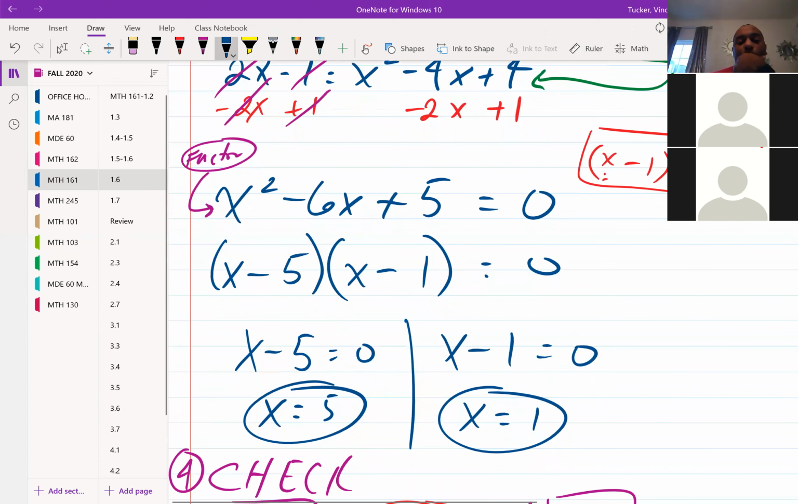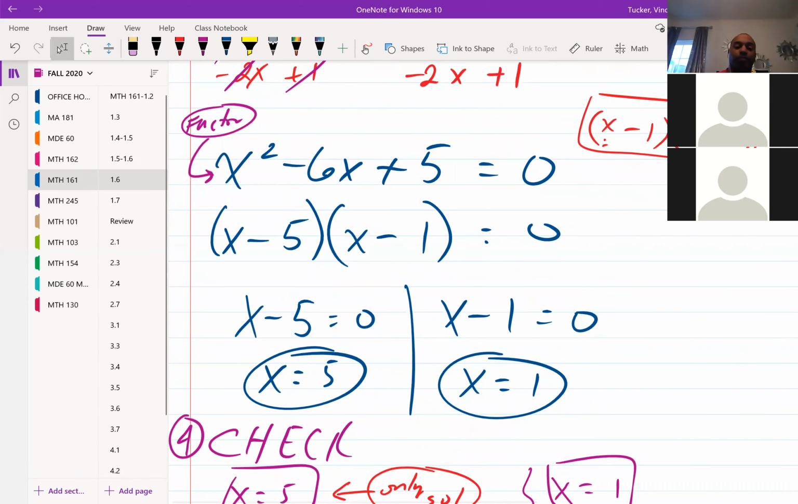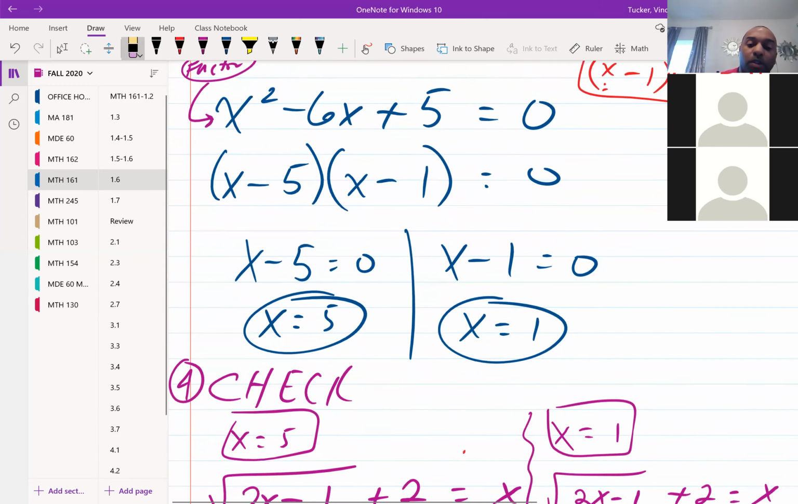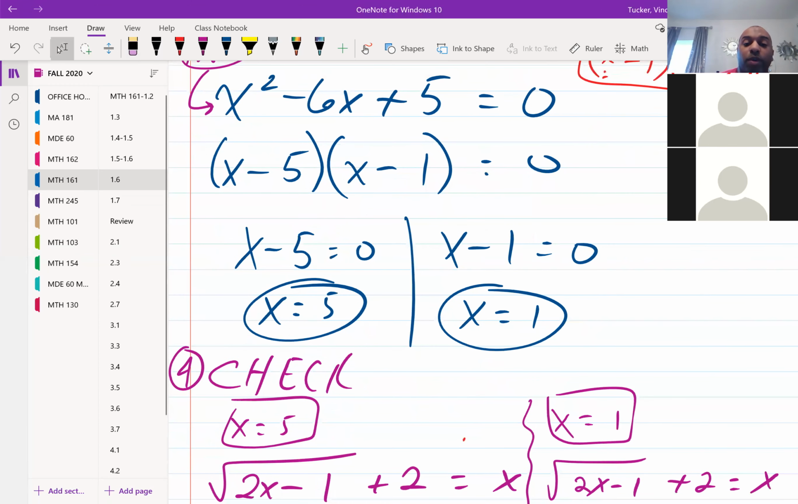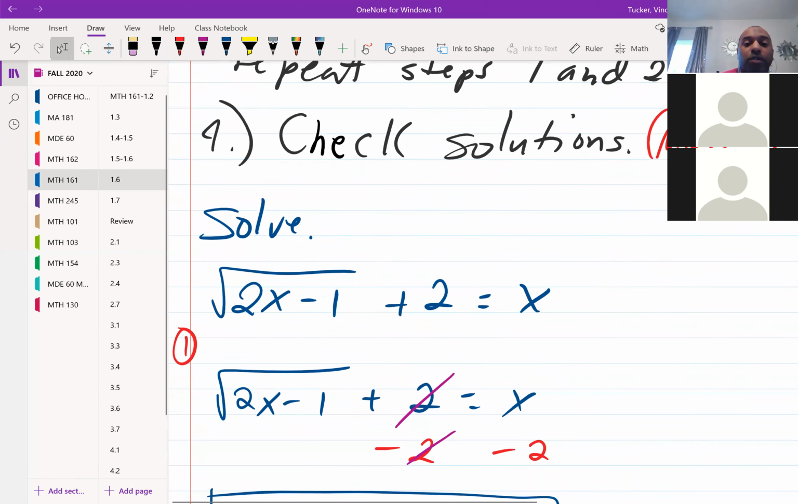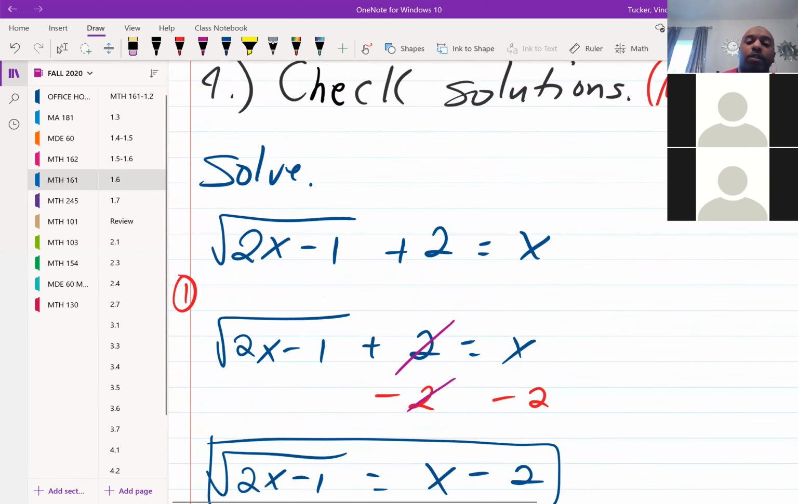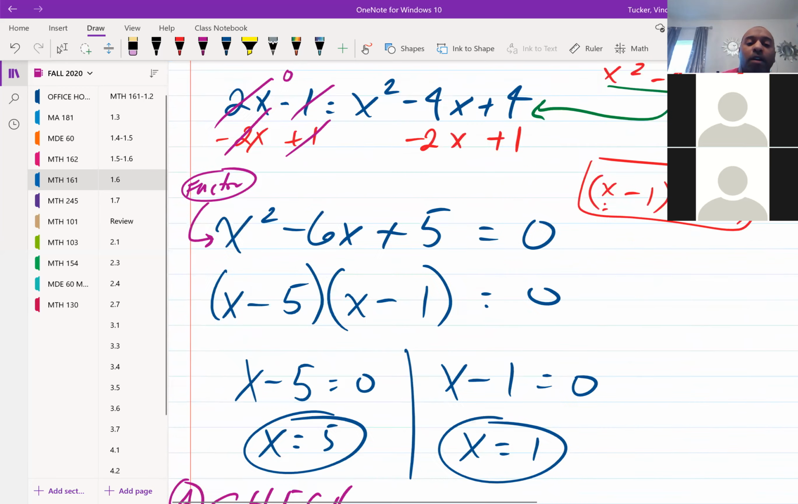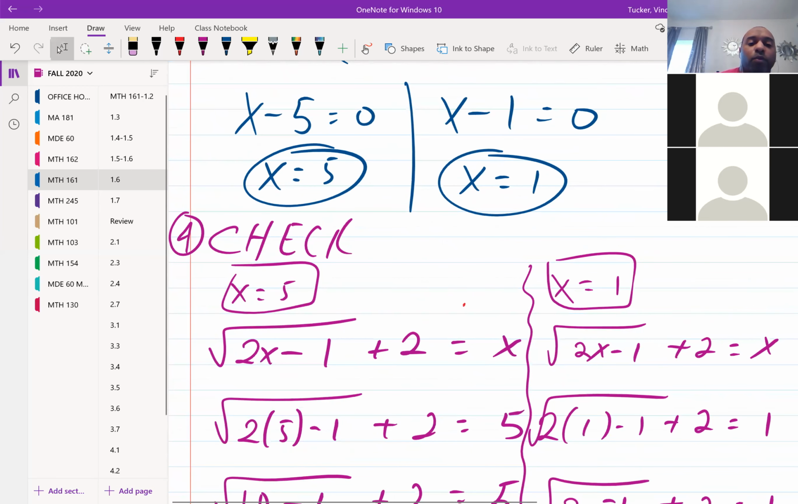Any questions before we do our check? So we have to check these out to make sure that they work. Even if you've done them correctly, when going through this process, it's possible that your solution or solutions may not work. So you have to check them out. So when you plug them back into your original equation, remember our original equation was the square root of 2x minus 1 plus 2 equal to x. So you plug in 5 wherever you see x.